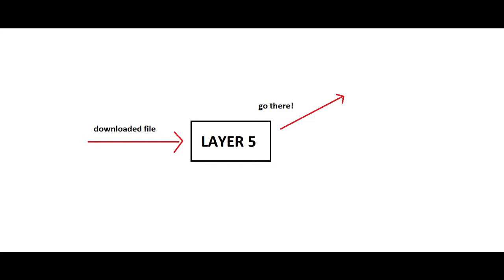Layer 5, session layer. When all the data are downloaded by the system, Layer 5 determines which data packets belong to which file as well as where the packets go. Layer 5 also establishes, maintains and ends communication between devices.